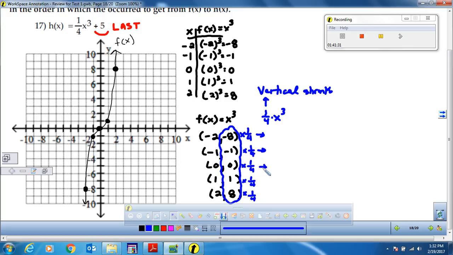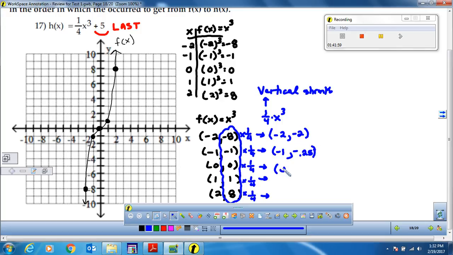And let's see what points we're going to get. So if I multiply the y values by 1/4, we get -2, comma, -8 times 1 is -8 over 4 is -2. -1, comma, then -1 times 1 is -1 over 4 is -1/4. I am going to write it as a decimal, -0.25. The next one, 0, comma, 0 times 1/4, that one stays the same, that one is still 0.